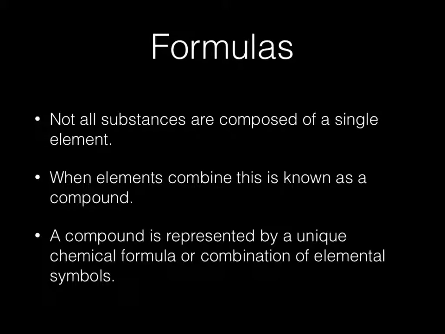Formulas are basically our way of recognizing and representing different elements. Not all substances are composed of single elements. You should know that. There are only 118 elements, and there are billions upon billions of different types of compounds, all of which are formed from those 118 elements. When elements combine, it's known as a compound. It's one of our buzzwords. It's one of those chemistry 101 basics. You have to know what a compound is. And compounds are represented by unique chemical formulas, which is a combination of elemental symbols and numbers.